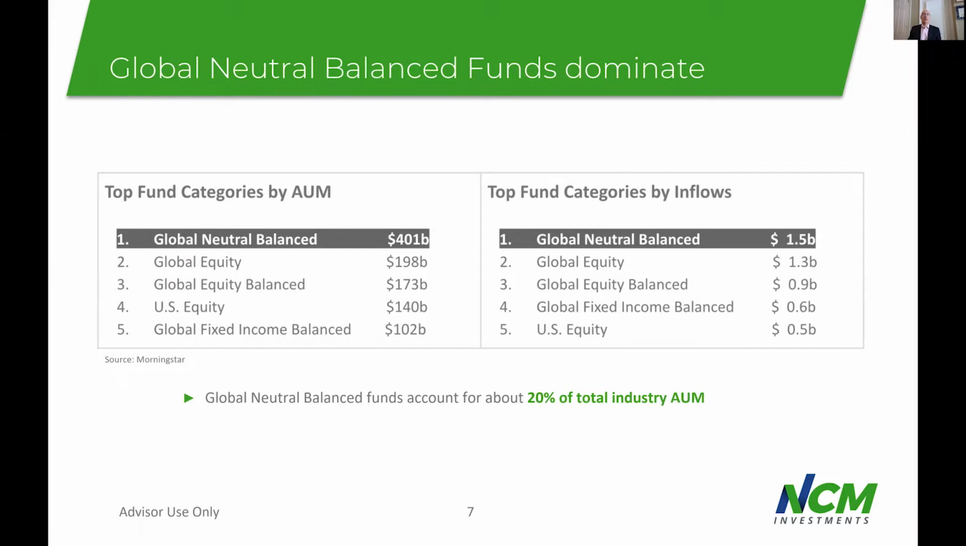And you'll also notice on the right hand of the slide, what we're showing you here is the top fund categories by inflows. You can also see that not only is it the largest category by size, it also attracts the most dollars. Why? Well, frankly, this is the sweet spot of demographics. It's for older and more conservative clients. Do you want to go to the next slide, please?